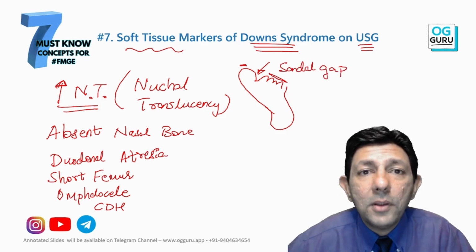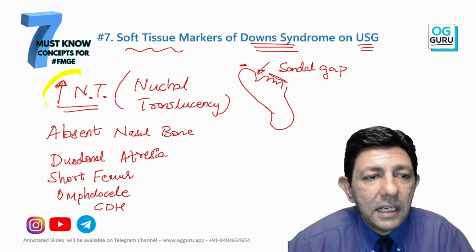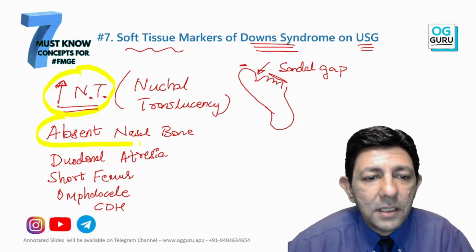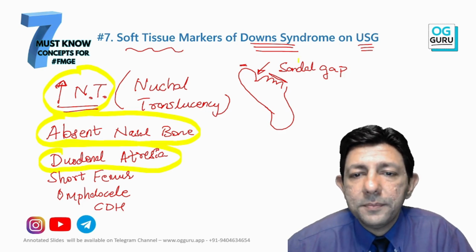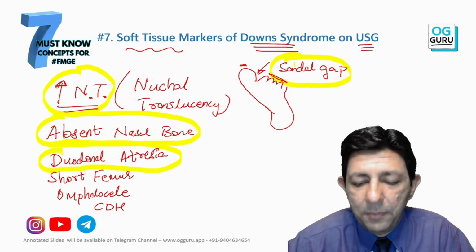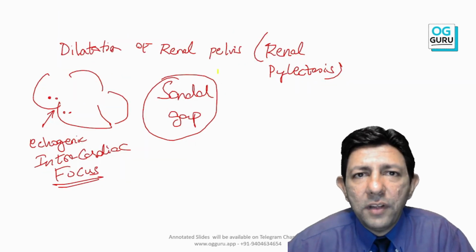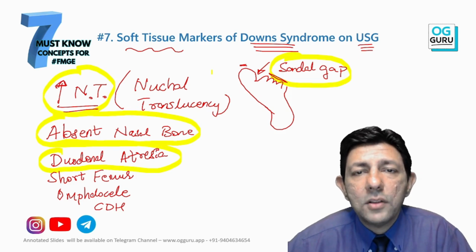So you need not remember the whole list. The most important ones I'm going to tell you: increase NT, definitely you should know; absent nasal bone, definitely you should know; duodenal atresia, these three also if you know, that is very good. Short femur and sandal gap between the great toe and the remaining toes of the foot, this is the sandal gap. Only keep this much in mind. And dilatation of renal pelvic system, echogenic intracardiac focus, even if you don't remember, that is okay. So these are our very, very important soft tissue markers of Down syndrome.